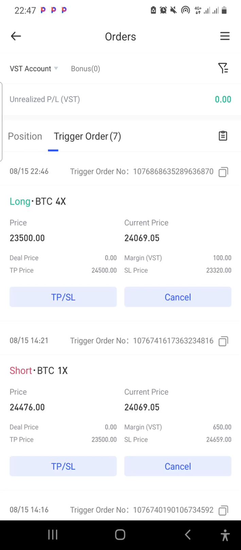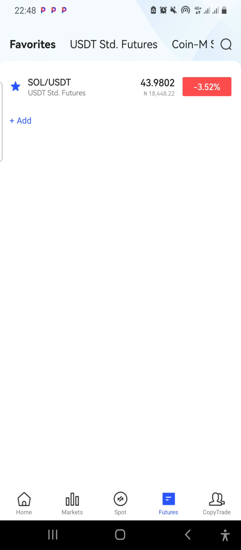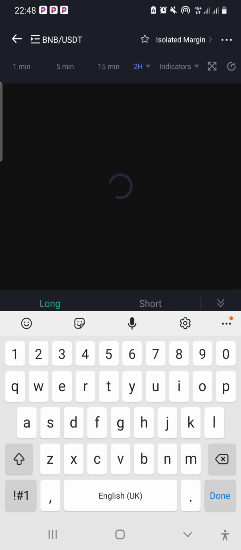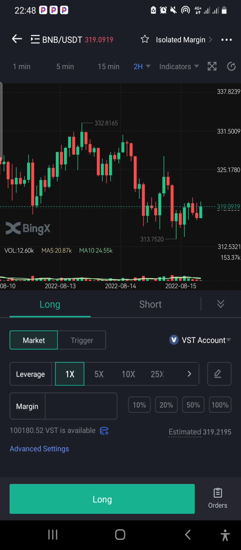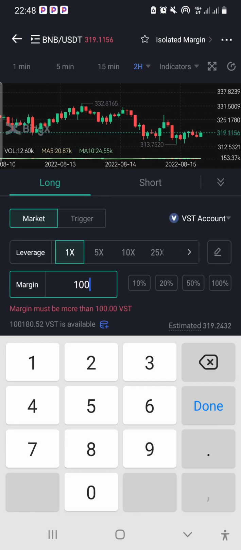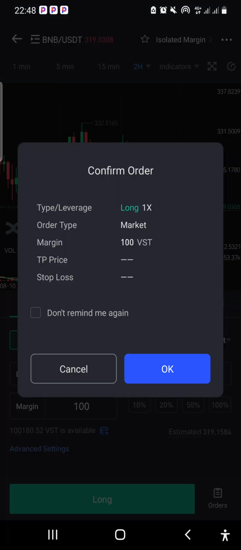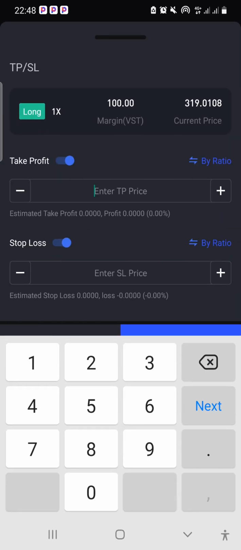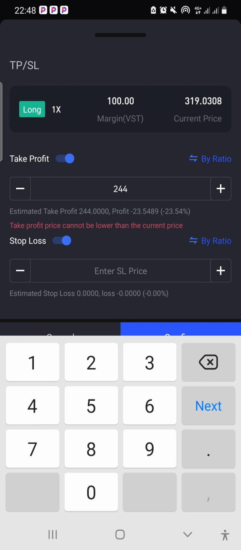Maybe when any of these orders triggers, or let me just place a market order, so let me just do 1x. Let me just use 1x. Then $100 you get. So let's say long. Okay, let me just set the take profit. So let's say 24,400.